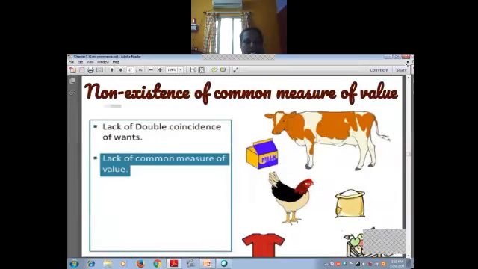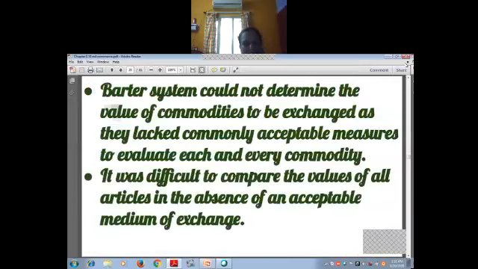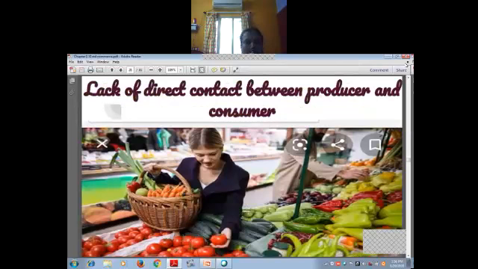Non-existence of a common measure of value. You cannot measure the value of a thing, because the barter system could not determine the value of commodities to be exchanged, as they lacked commonly acceptable measures to evaluate each and every commodity. It was difficult to compare the value of all the articles in the absence of an acceptable medium of exchange.